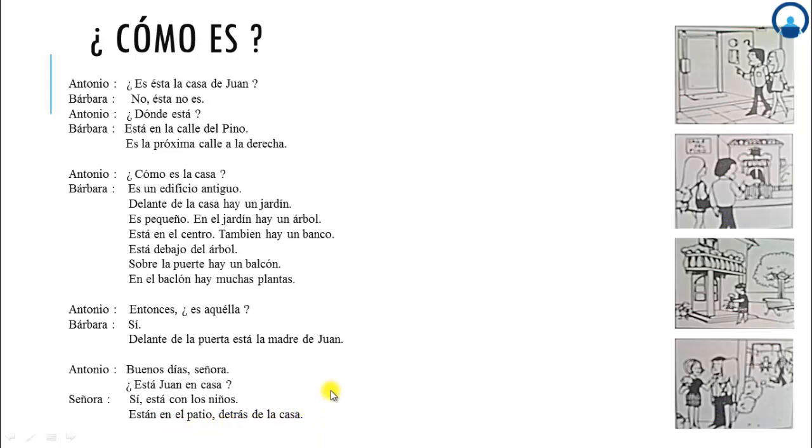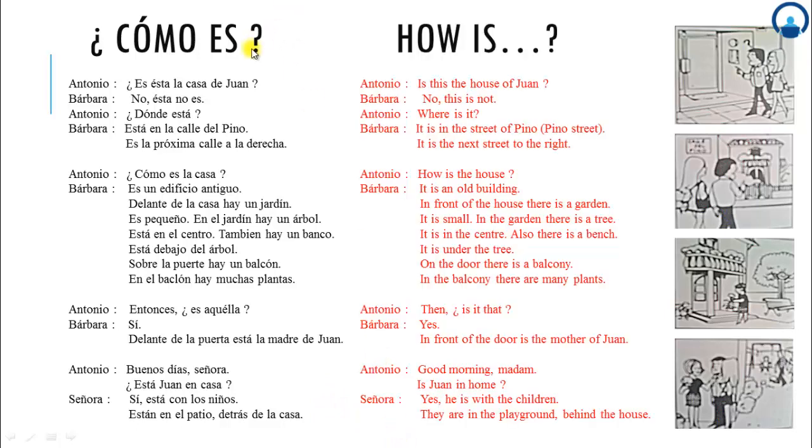Now that we have read it in Spanish, we'll try to translate it into English. The title, Como es, means how is, and with a blank, like the question might be how is the house. So, let's move to the conversation.